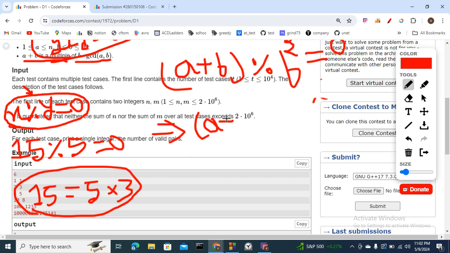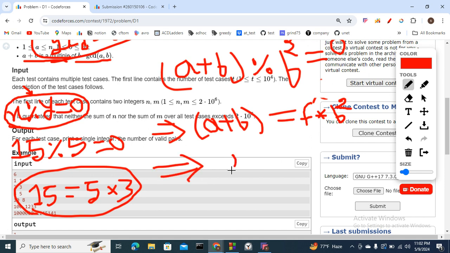So this one can be represented as a plus b equals some factor, say f, times b square. So what we found is f times b square minus b equals a. This b goes there, and here it was plus, and it will be minus, giving a.